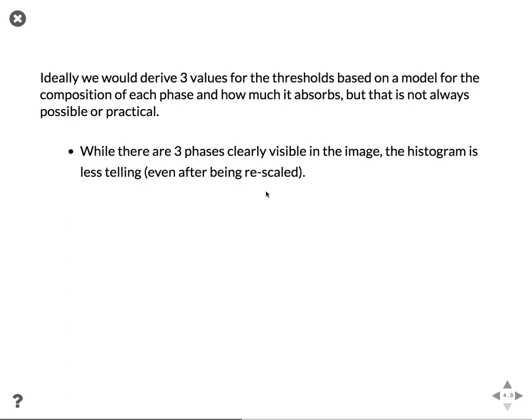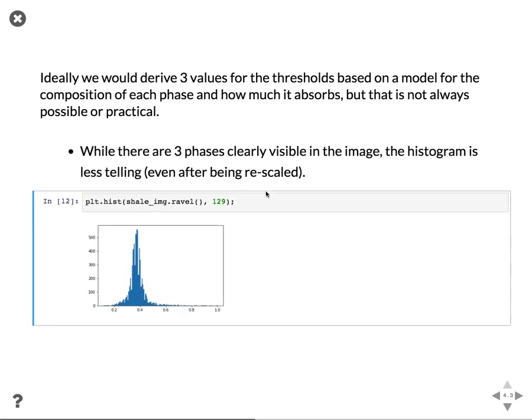And the histogram, when we look at it, doesn't even look like it would make this task particularly easy. If we take the histogram from 0 to 1, we, like we saw before, don't end up with a bimodal or trimodal distribution. We just have one messy peak somewhere in the middle, and trying to figure out what separates the clay from the background and the foreground is not easy.